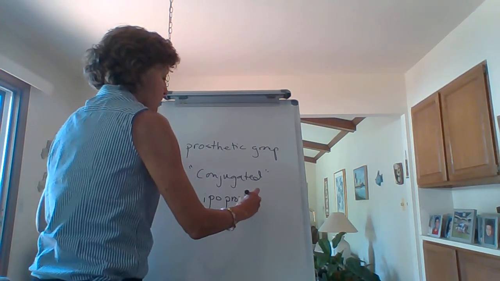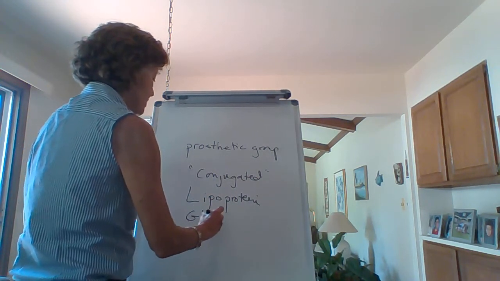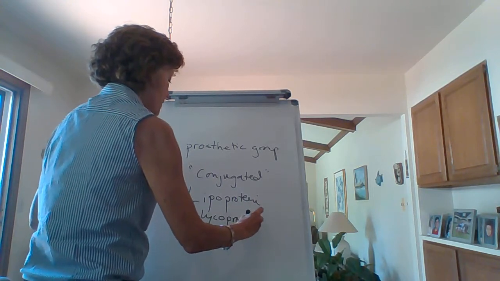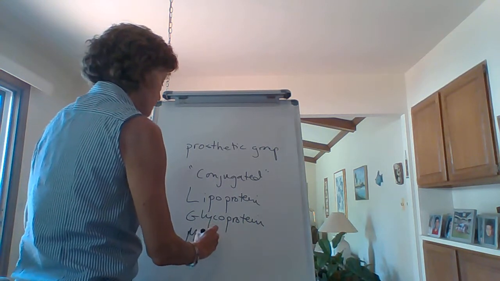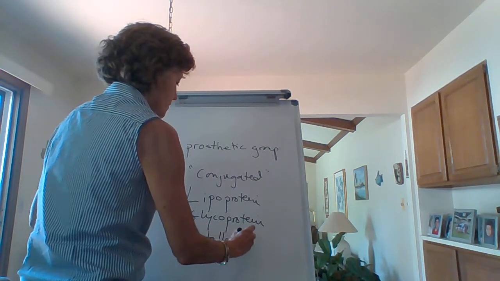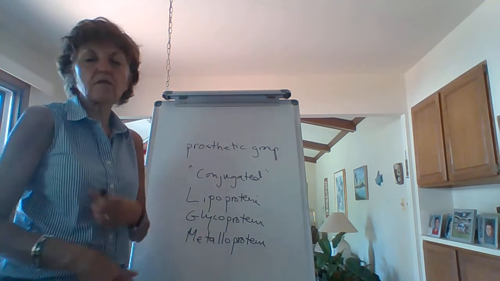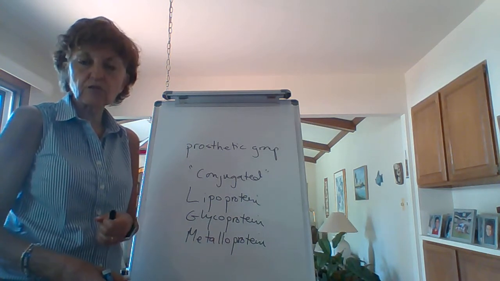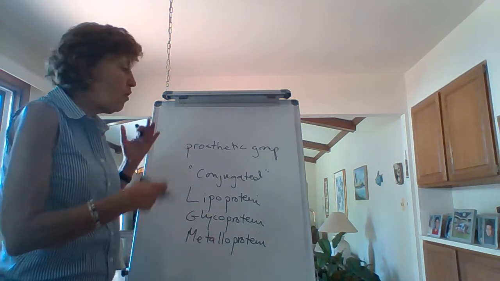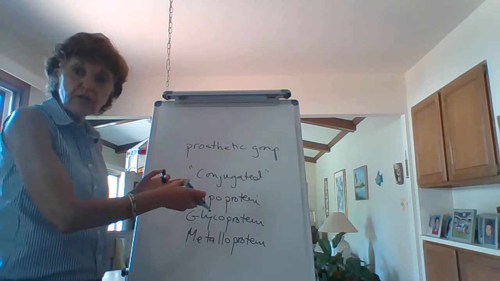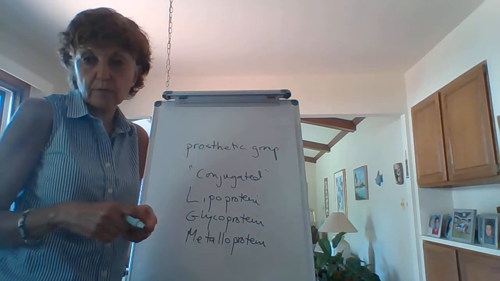So a lipoprotein is a protein that has lipids attached to it. A glycoprotein is a protein that has carbohydrate attached to it. A metalloprotein is one that has a metal, like maybe a magnesium or a zinc attached to it. A nucleoprotein has a piece of nucleic acid attached to it. So all those are in a big category called conjugated proteins. If a protein doesn't have a prosthetic group attached to it, it's just a simple protein.